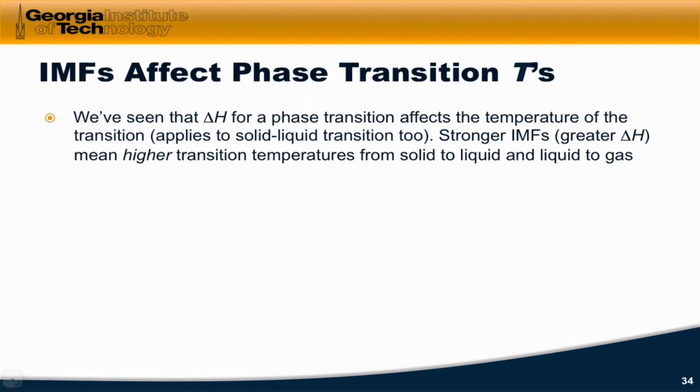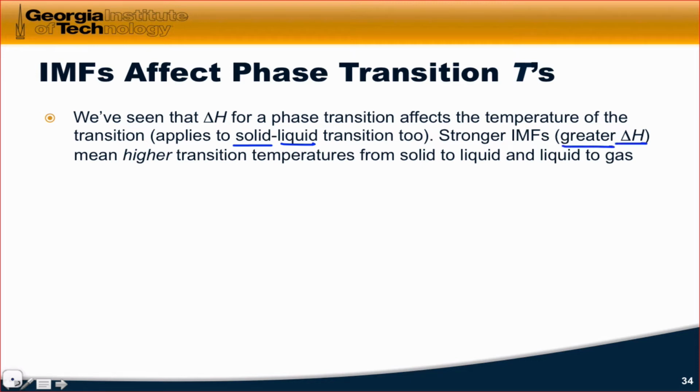The first thing to understand is that intermolecular forces do affect phase transition temperatures. We've seen that delta H for a phase transition, for vaporization for example, affects the temperature of the transition, for example, the boiling point, and this applies equally well to the transition between solid and liquid. Stronger intermolecular forces in the more condensed phase are associated with a greater delta H value for the transition, which means higher transition temperatures from solid to liquid, and especially from liquid to gas.